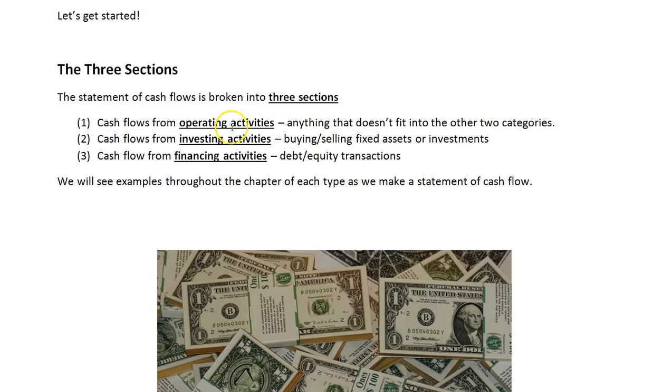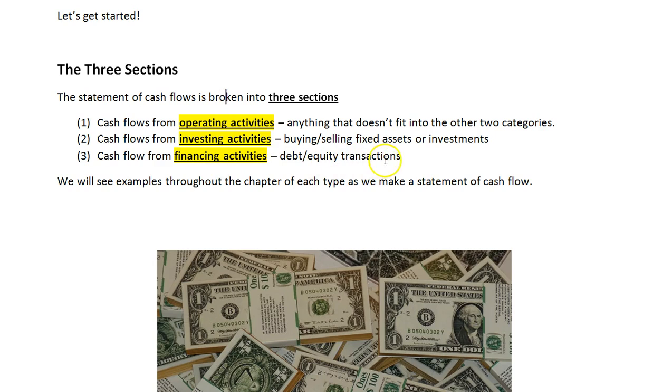All right, first most important thing is it has 3 sections. The first section is the operating section. The second section is the investing section. And the third section is the financing section. So 3 different sections to the statement of cash flow.